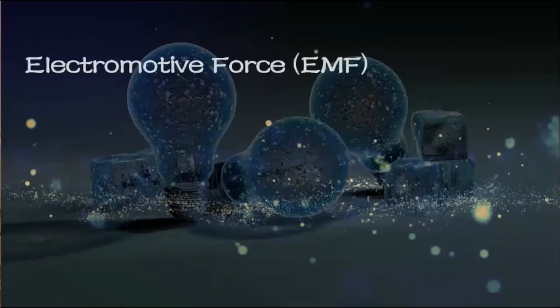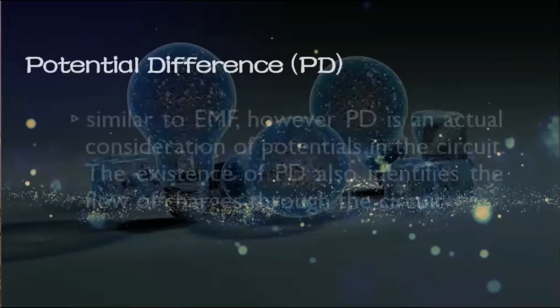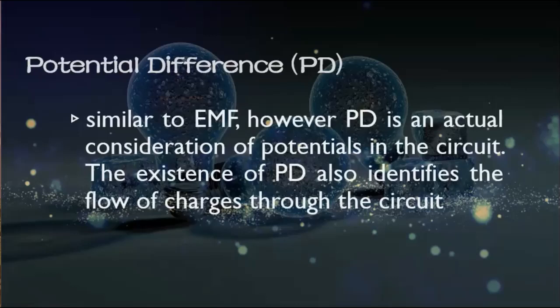Okay, let's differentiate these two terms, electromotive force and potential difference. Electromotive force is a potential energy, stored energy given to a unit charge to make it flow through a conductor or around a complete circuit. While when we say potential difference, it is similar to EMF. However, potential difference is an actual consideration of potentials in the circuit. The existence of potential difference also identifies the flow of charges through the circuit.